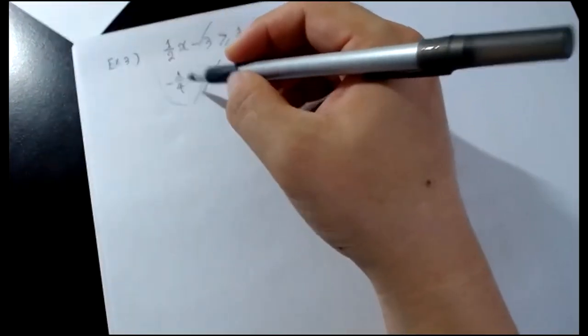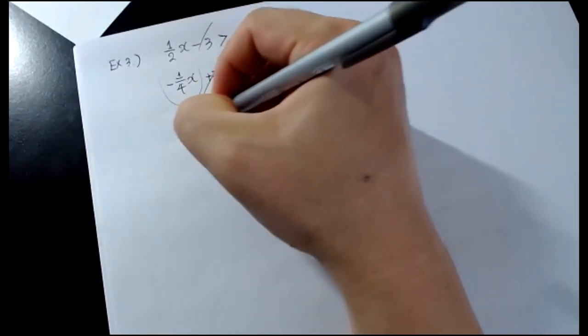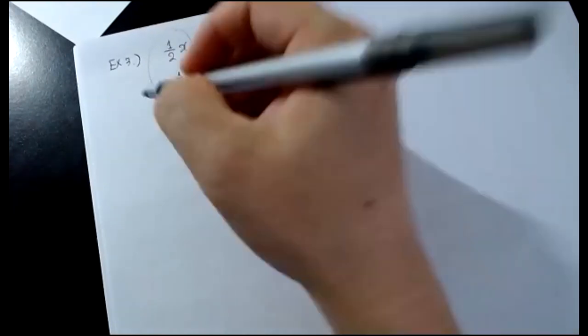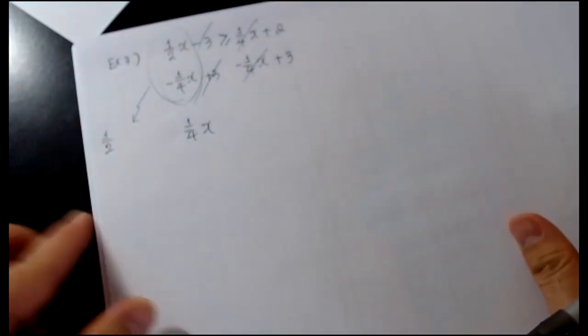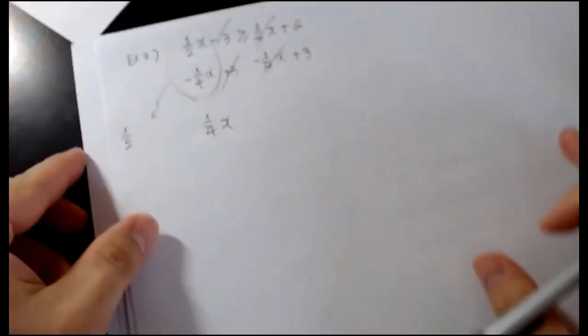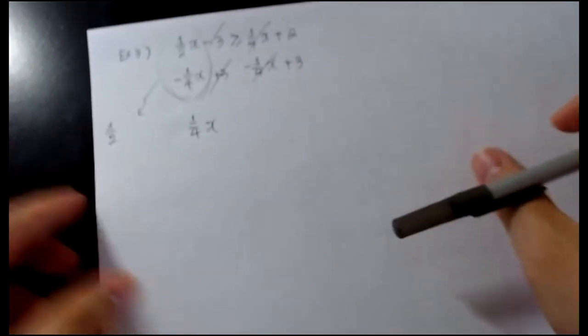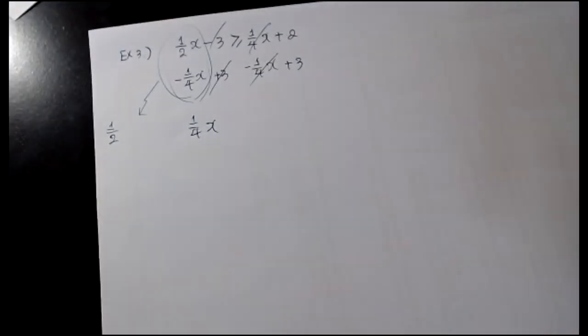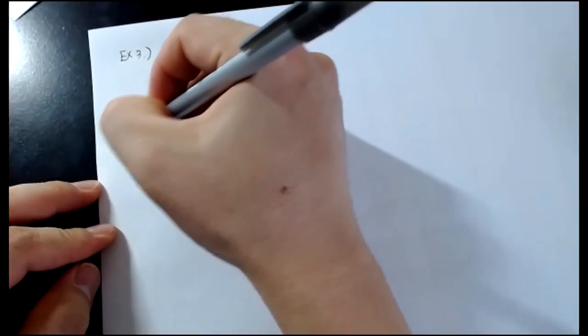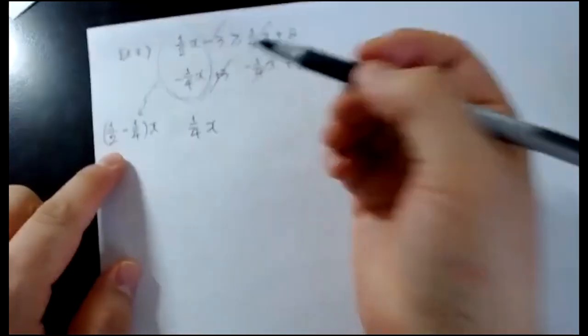So 1/2 x minus 1/4 x is going to be what? 1/4 x. If you don't get it, look at this. 1/2 minus 1/4, then what are you going to do? We have to find the LCD.